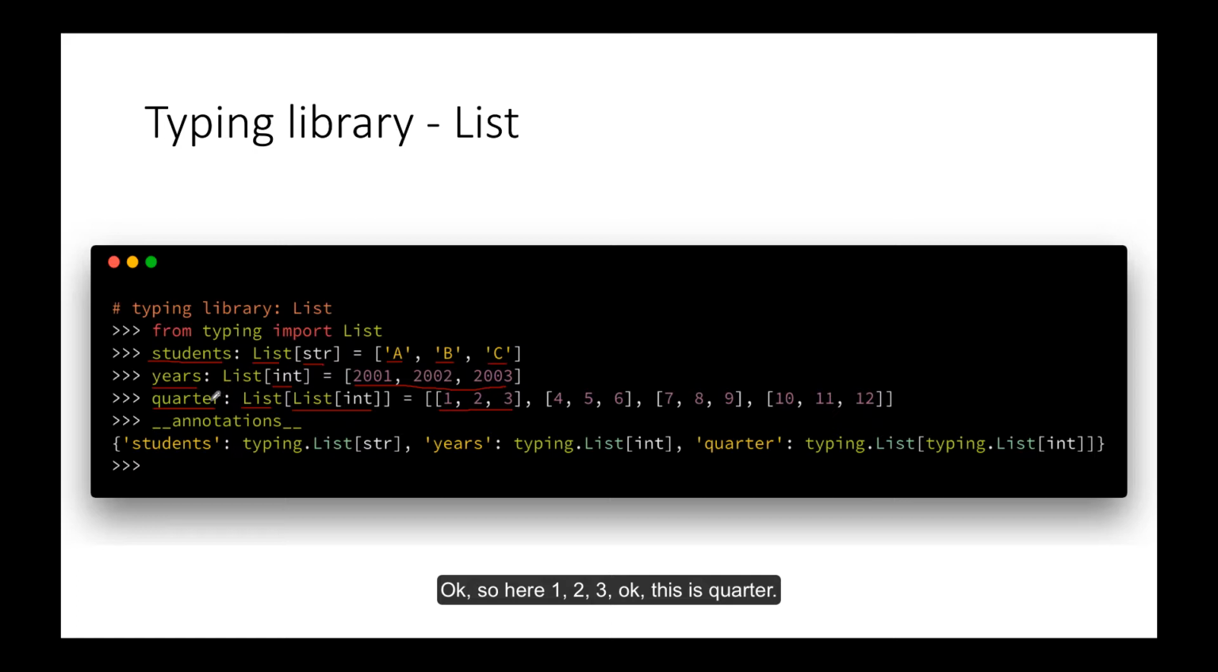Okay, this is quarter. And if we type the underscore annotations, we can find all these annotations as key value pairs, and the value is from the typing library, and it is List, and here is also a List.